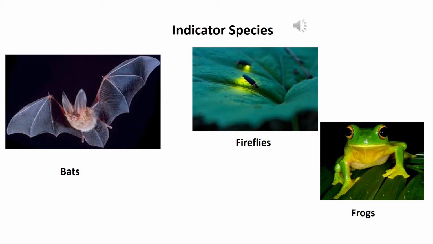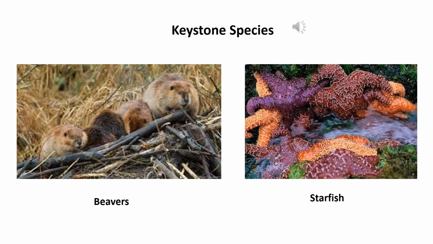Indicator species, very sensitive to the environment. These are the best examples here in Georgia: bats, fireflies, and frogs. You see or hear these, you know you're in a good, safe, healthy environment. These are disappearing. It's a sign there could be a lot of pollution, a lot of other ecological problems.